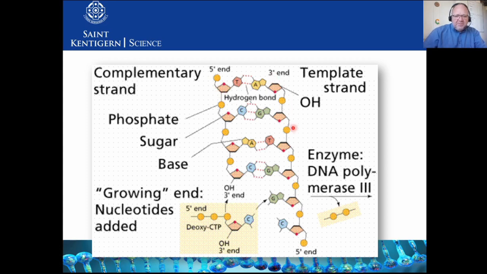So this one goes from 3 to 5, and you can see it's upside down. So if they do ask you to draw it, you have to remember to draw it upside down. And this one is right side up, so 5 prime to 3 prime. And the nucleotides, the sugar, the base, and so forth.